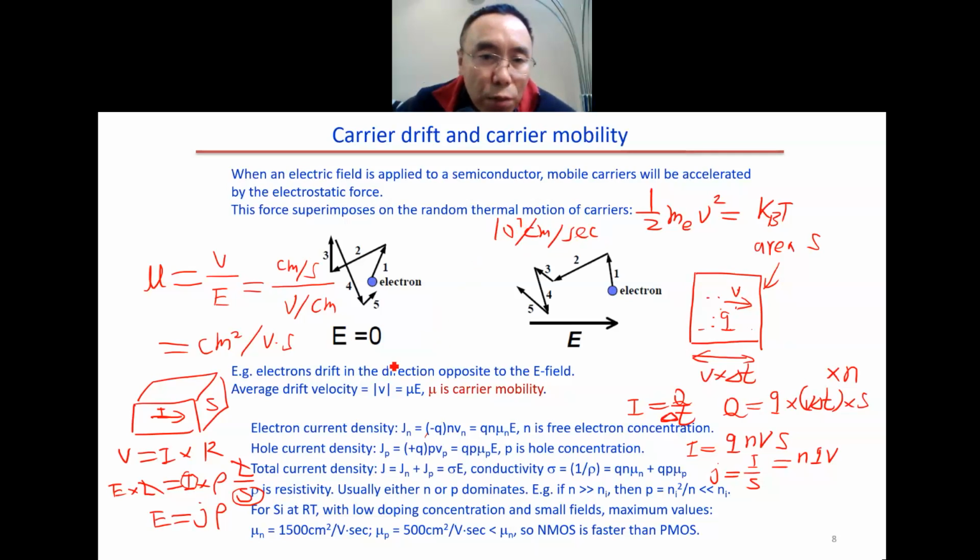For the drift, it's given by mu times E. If we have 1 volt per micrometer, which is a typical electrical field, and we take mu as 1,000, then we also get a drift speed of 10 to the power 7 centimeter per second. So in the typical situation, the drift velocity is the same order as the thermal motion of the electrons and holes.